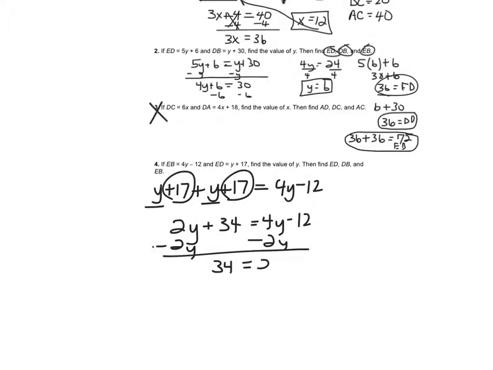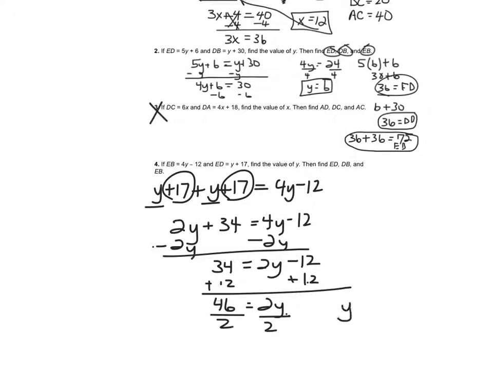4y minus 2y is 2y. Bring down my negative 12. Now again, I want to get everything away from y, so I'm going to do the opposite, or in this case, I'm going to use the addition property of equality. We're going to add 12 to each side. And that's not 30, that's 46 is going to be equal to 2y. And then finally, I finish it up by dividing by 2. And y is going to be 23.